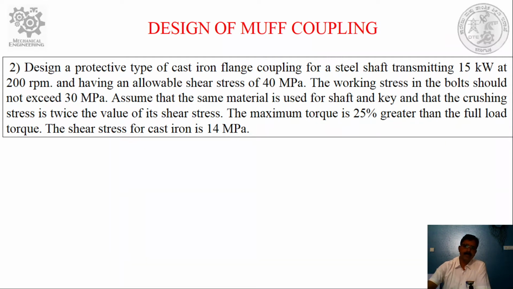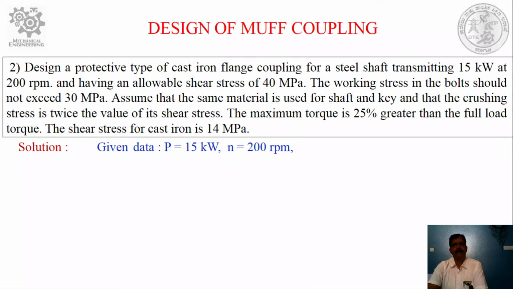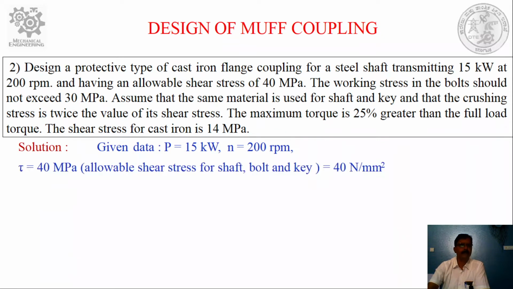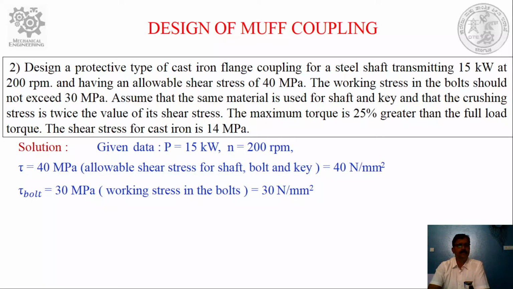Students, read the problem another 2 times and list out the given data. Given data, it is a shaft transmitting 15 kilowatt at 200 rpm. That is P is equal to 15 kilowatt and N is equal to 200 rpm. And having an allowable shear stress of 40 megapascal. It is allowable shear stress for shaft, bolt and key. And the working stress in bolts should not exceed 30 megapascal. The working stress in the bolts is 30 Newton per millimeter square.